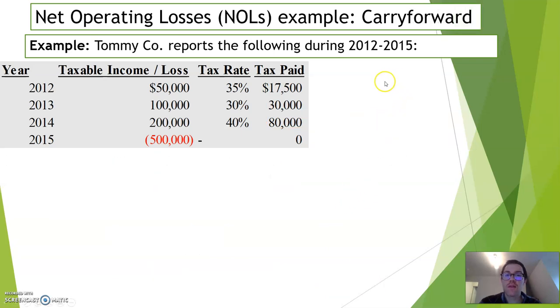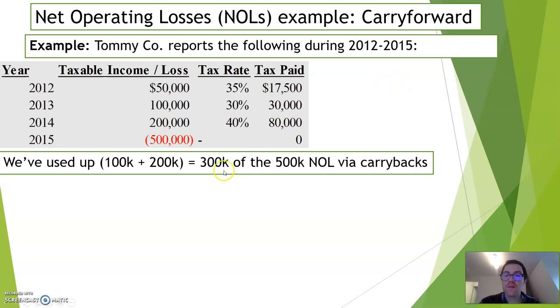Let's look at the carryforward then. Okay. We've used up $300,000 of the $500,000 net operating loss via carrybacks. And I hope you can see that, because of the $500,000 we lost, we offset 1 plus 2 equals $300,000 of income that we had earned the previous 2 years. So we have $200,000 of loss left, which we can carry forward. That is worth a lot. If the tax rate is still 40%, the next $200,000 you earn, you don't have to pay taxes on it.